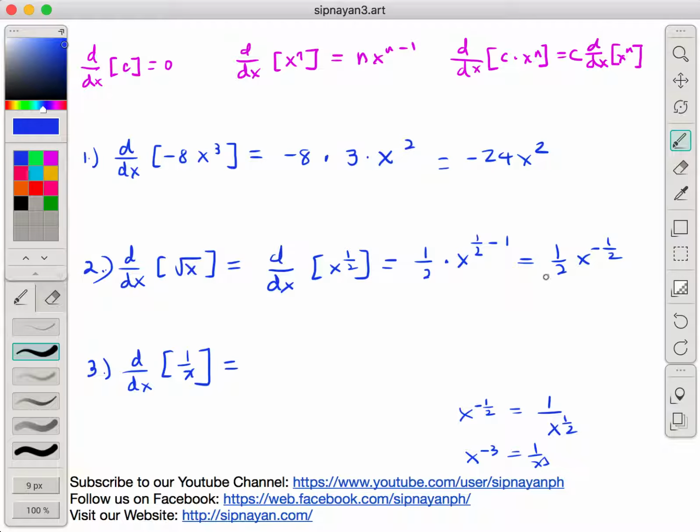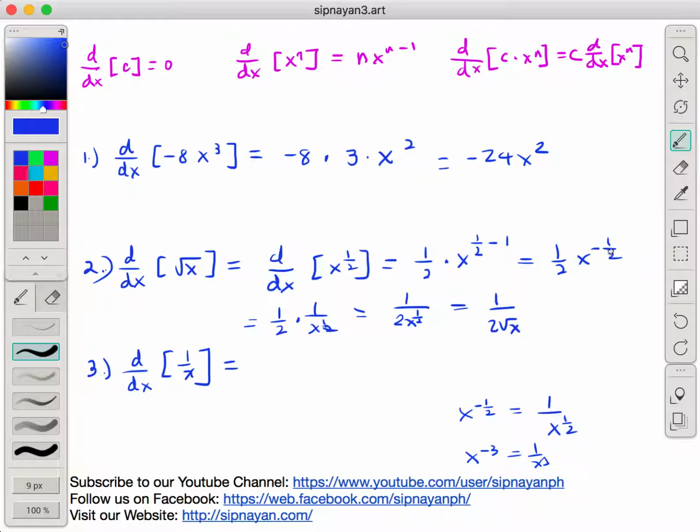So meaning, yung 1/2 x to the negative 1/2 can be written as 1/2 times 1 over x to the 1/2. So this is multiplication of rational expressions. Magiging 1 over 2x to the 1/2. Ang x to the 1/2 ay square root of x. So 1 over 2 square root of x.